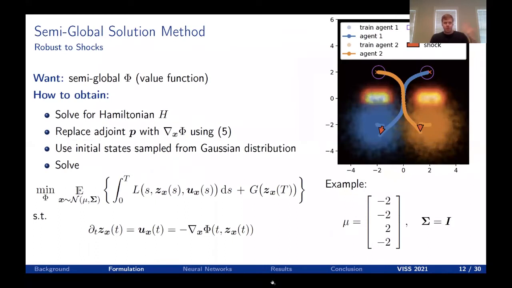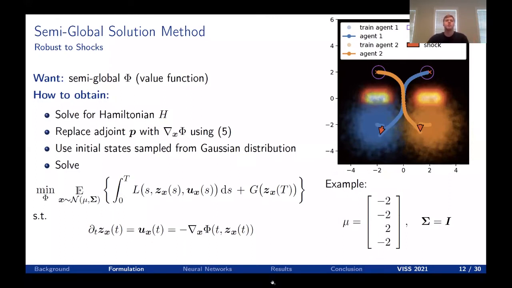So we want the semi-global phi. The way to do that is we usually solve for the Hamiltonian H in our problems. Our approach is set up generally, but for some aspects, solving the Hamiltonian might not work too well, or you're going to need some fancier tricks. Then after you solve for the Hamiltonian, you replace the adjoint with grad phi from one of those previous equations.